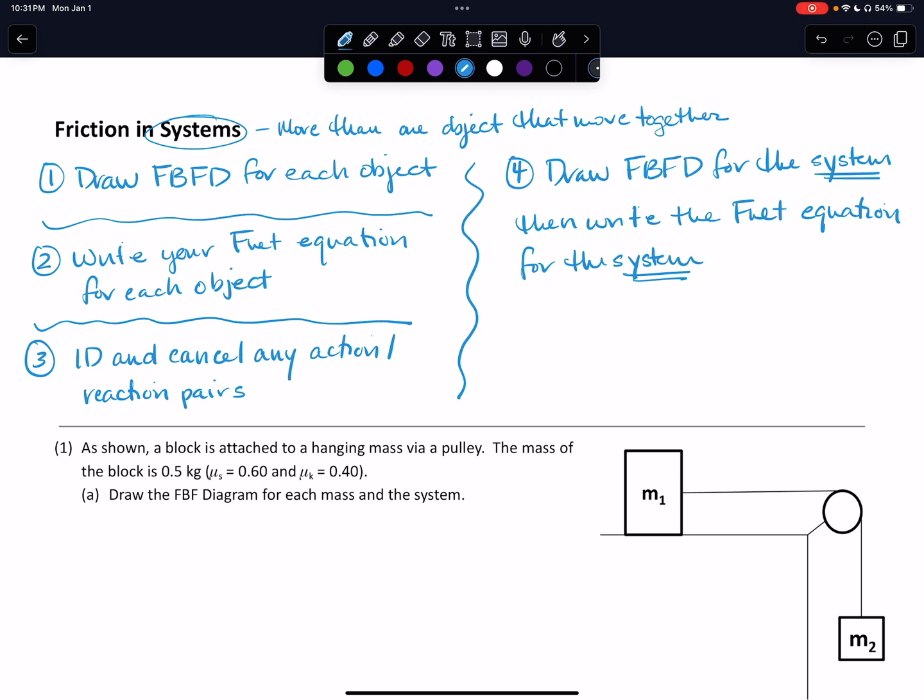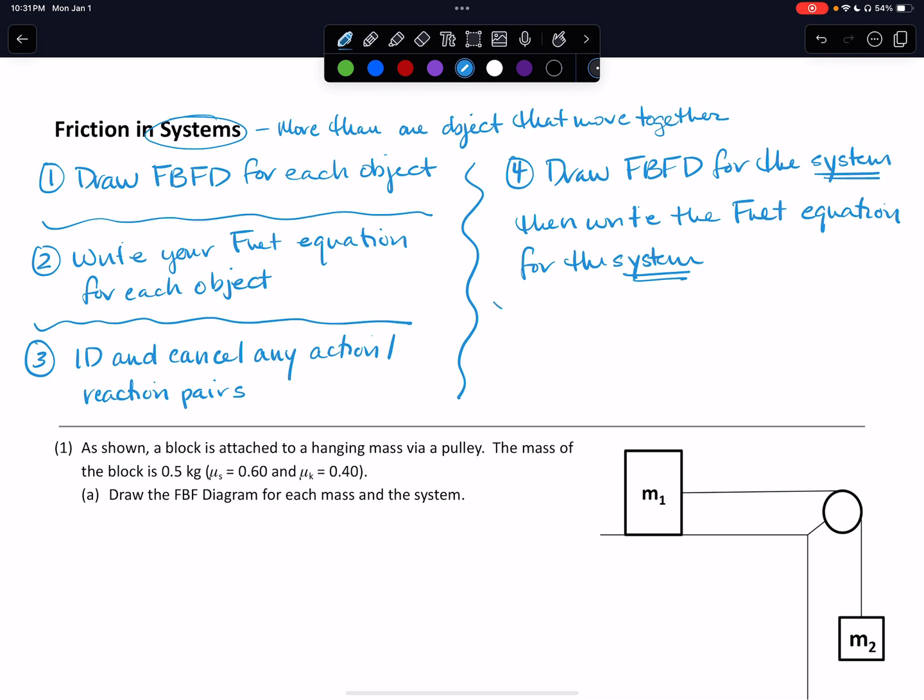So for example, if you have two blocks connected by a string in an Atwood machine, and you determine that the system's acceleration is 1 meter per second squared, then you know that the acceleration of block 1 is 1 meter per second squared and the acceleration of block 2 is 1 meter per second squared, because no piece within the system can move separately from any other piece or it wouldn't be considered a system.